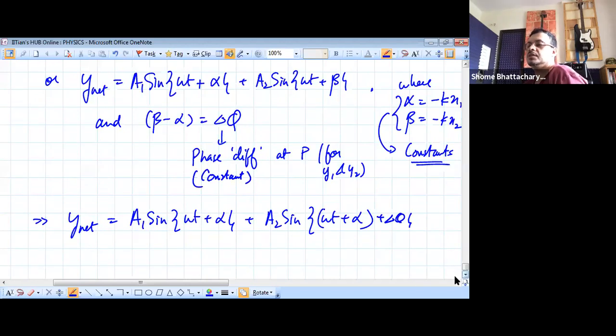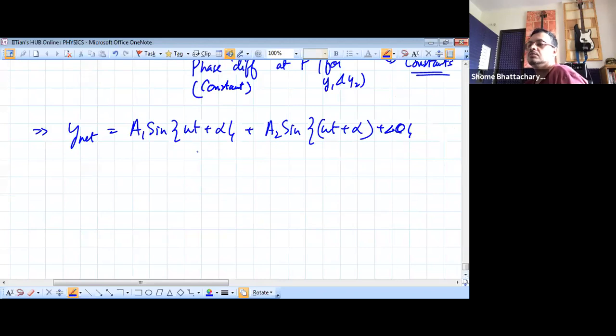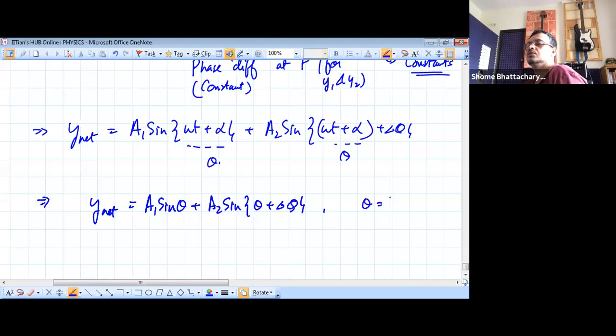Now we'll use simple trigonometry. Just treat this term like theta. So you're doing some trigonometrical operation like this: A1 sine theta plus A2 sine theta plus delta phi, where theta is equal to omega t plus alpha. Expand this: A1 sine theta plus A2 sine theta cos delta phi plus A2 cos theta sine delta phi.